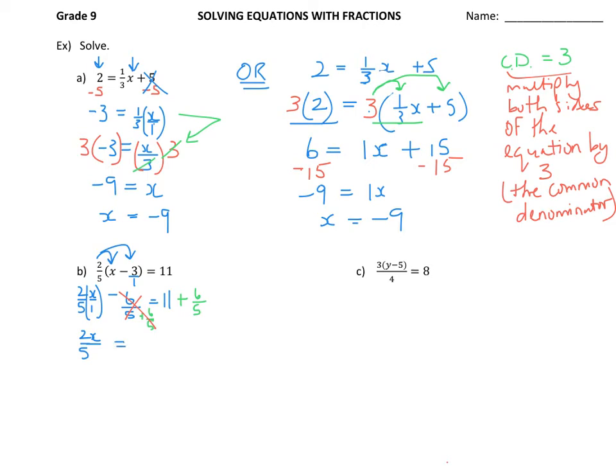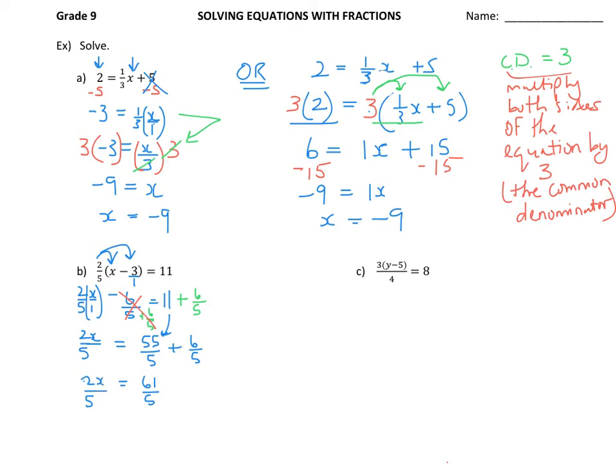So 11 is really the same as 55/5, and that's just getting a common denominator to turn that 11 into a fraction that I can put together with my 6/5. So if I have 55/5 plus 6 more fifths, all together I'd get 61/5 being equal to 2/5 of x, or 2x divided by 5.